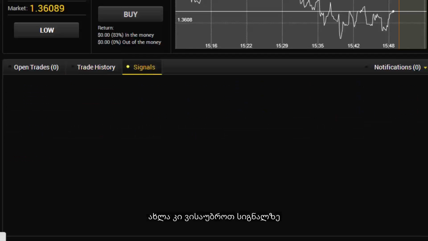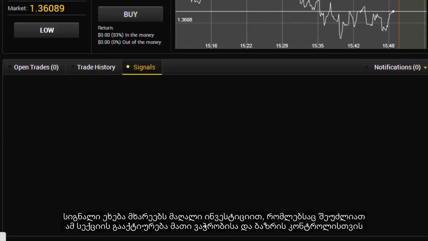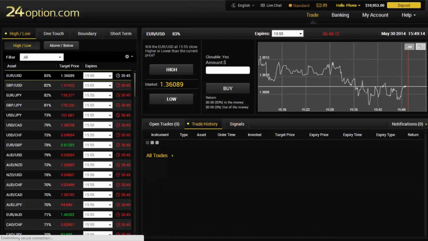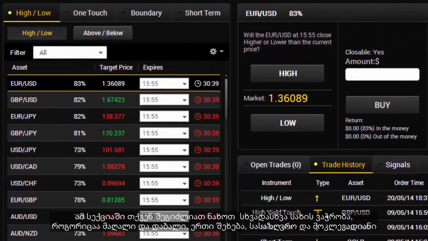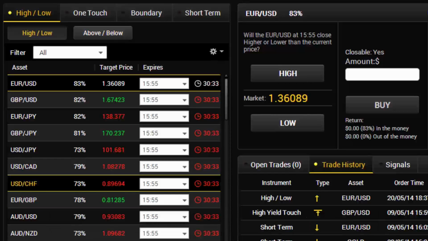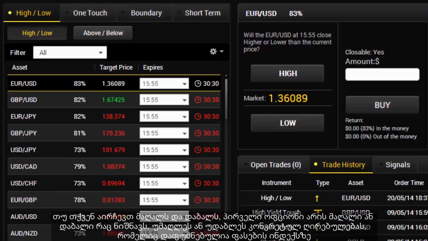Signal. Now, we will talk about what is called a signal. It relates to parties with higher investments, who can activate this section to monitor their trades and the market. In this section, you can see all the different types of trades like high and low, one touch, boundary and short term. If you choose high and low, the first option is higher or lower, which means higher or lower of a specific value based on the price index.